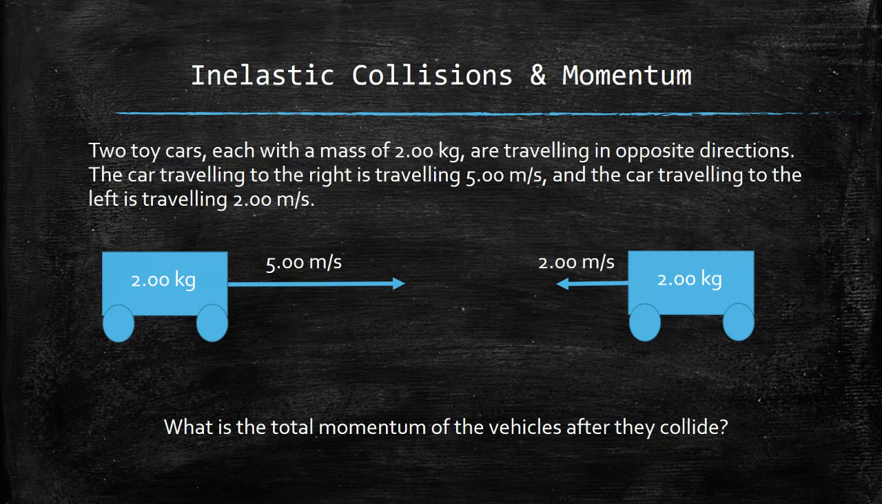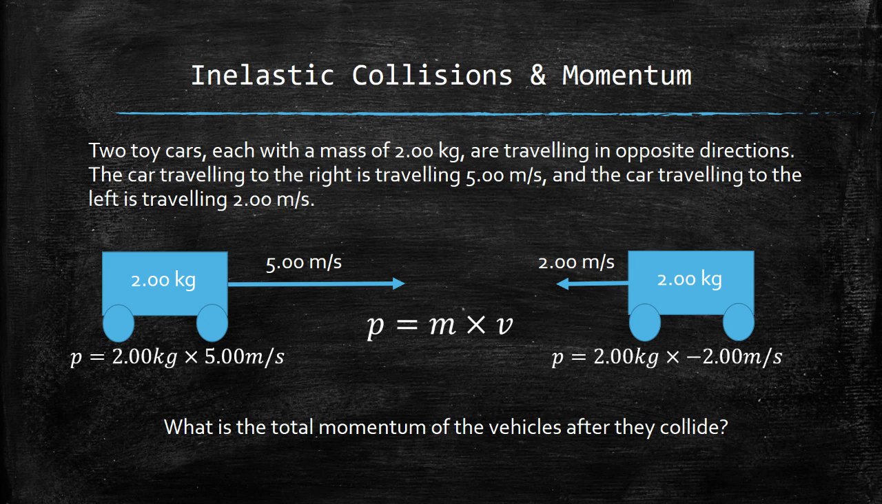Okay, so what is the total momentum of the vehicles after they collide? So the formula for momentum is P, which represents momentum, is equal to mass times speed, or mass times velocity. So we can calculate the momentum for each car separately. So the momentum of the car going to the right is going to be 2 kilograms times 5 meters per second, while the momentum of the car going to the left is going to be 2 kilograms times 2 meters per second. Now notice the one to the right, we get a positive value of 10 kilogram meters per second, and the one traveling to the left, we get a negative value of 4 kilogram meters per second.